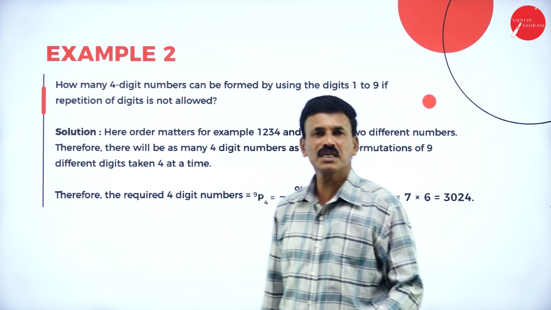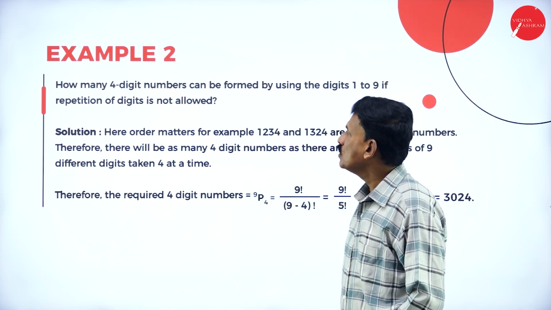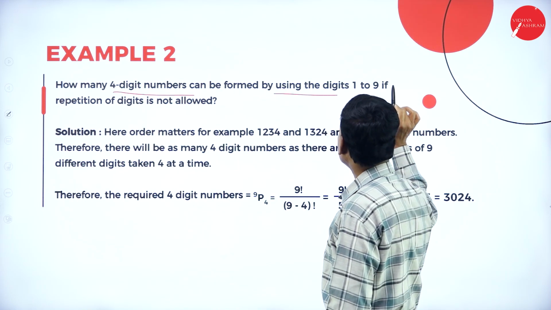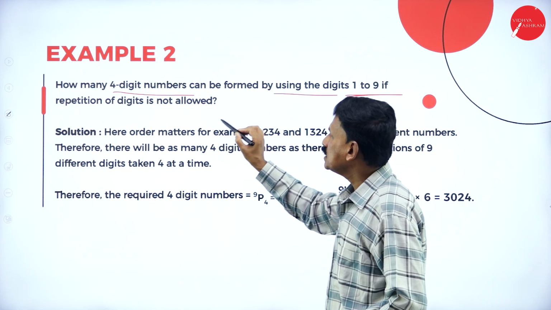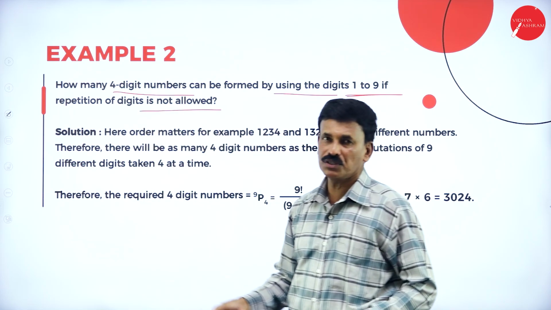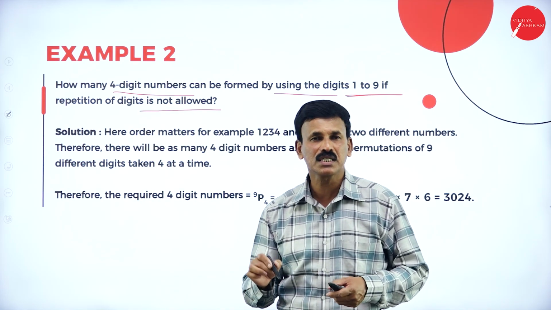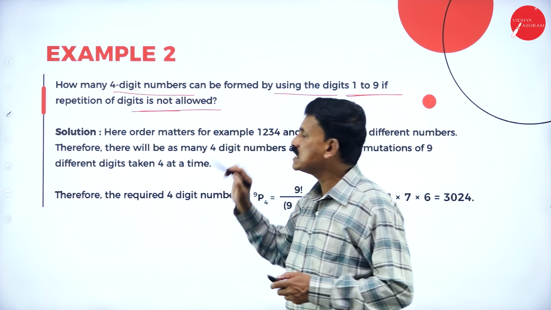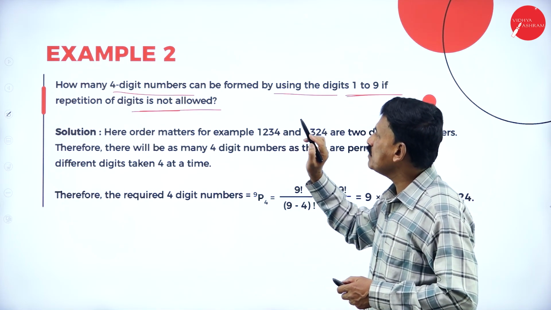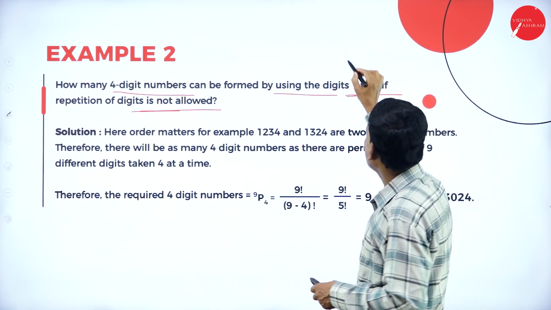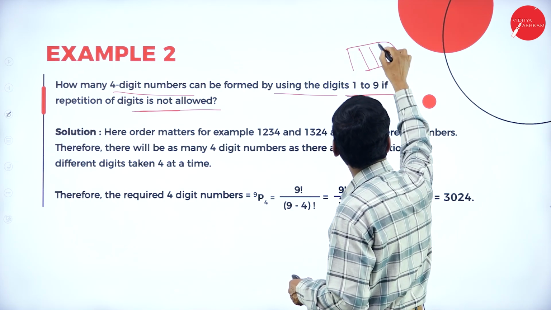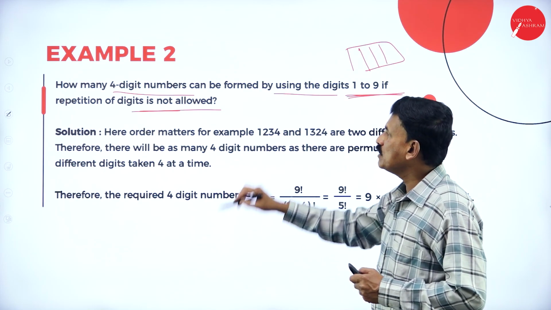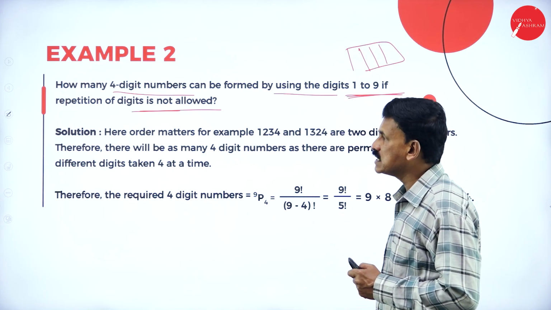Okay. Now let us come to the next example. Example 2. How many 4-digit numbers can be formed by using the digits 1 to 9 if the repetition of digits is not allowed? In the previous problem there was no condition. So here what is the condition? Repetition of digits is not allowed. So how many 4-digit numbers can be formed using the digits 1 to 9 if the repetition of the digits is not allowed?